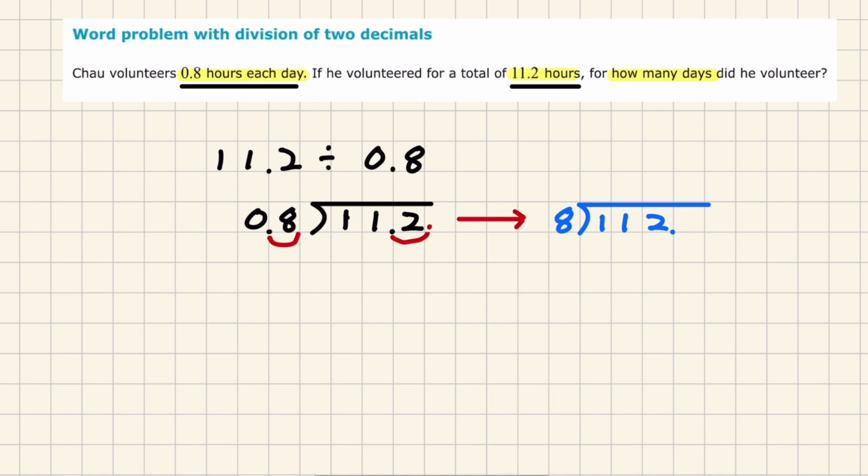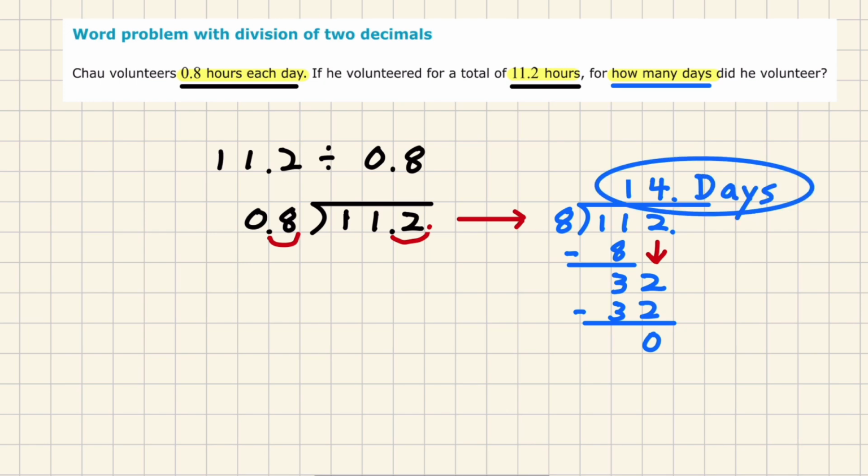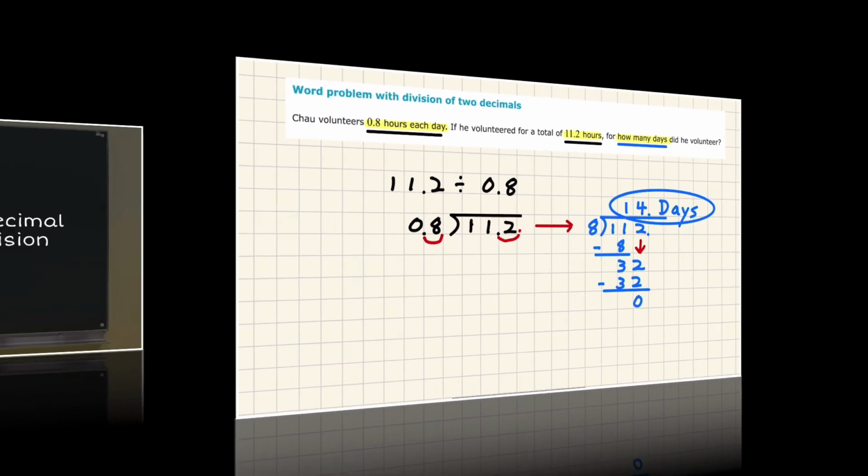8 goes into 11 once. 1 times 8 is 8. Subtracting gives me 3. Bringing down the 2, 8 goes into 32 4 times. 4 times 8 is exactly 32. So with no remainder and the decimal directly above, the division gives us 14. And since we were asked how many days, our solution is 14 days.